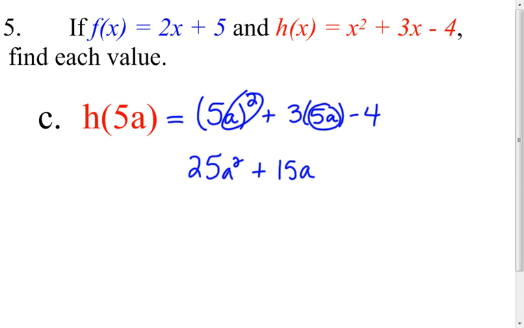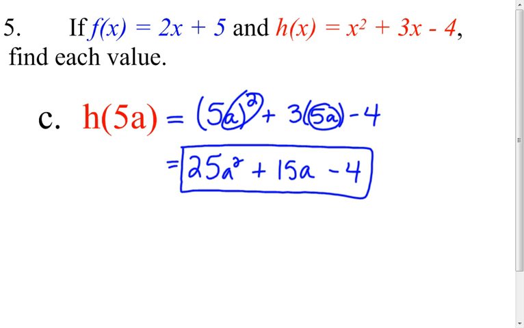All right, and then of course I have the minus 4. That's all I can do in this case. I can't add an a squared with an a or a negative 4 because they're not like terms. So this is all I can do. So when I plug 5a into h's equation to find h of 5a, this is what I get. And I know it's not a numerical answer. It won't always be a numerical answer. Just simplify it.